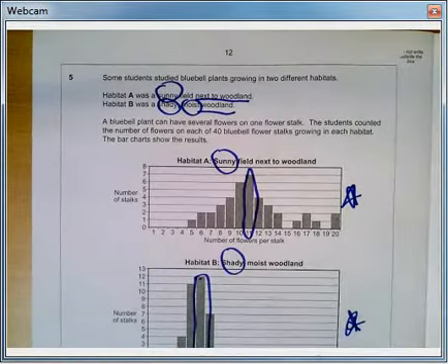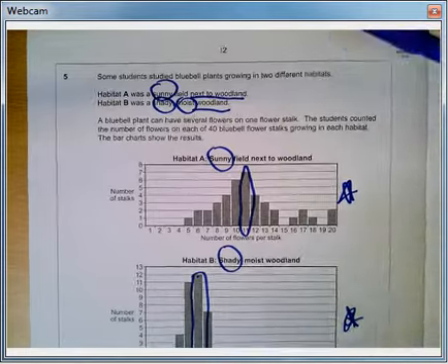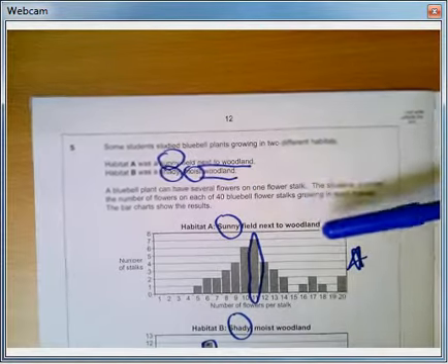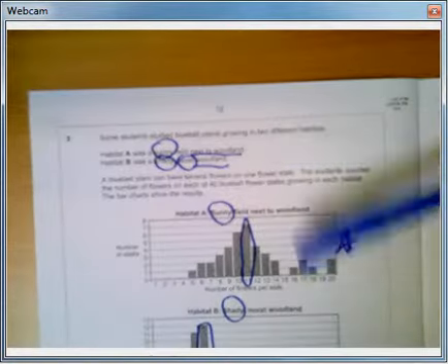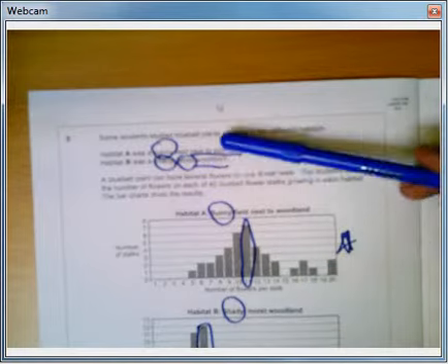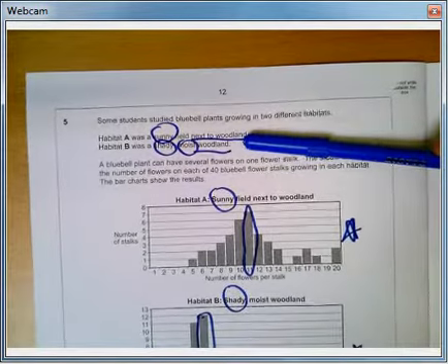So I'm just going to go through this question that I have here from B2 January 2013, question 5, and it's to do with sampling and data in biology. The question's to do with two different habitats and bluebells growing in these two different habitats. So you can see I've gone through and I've highlighted the keywords in the question.